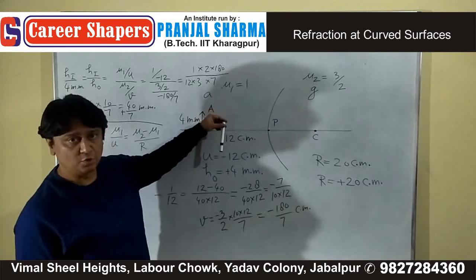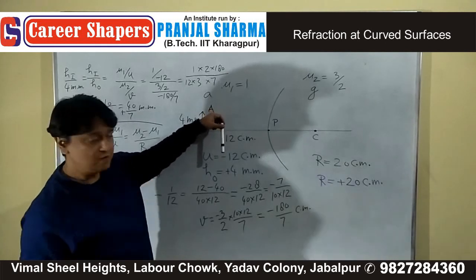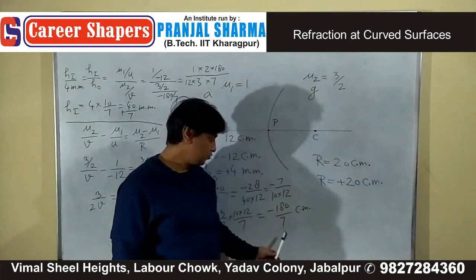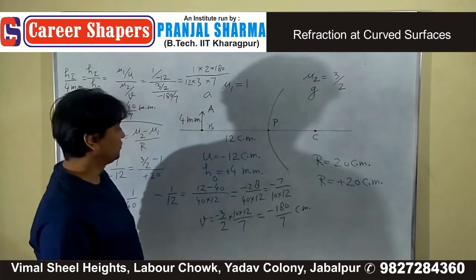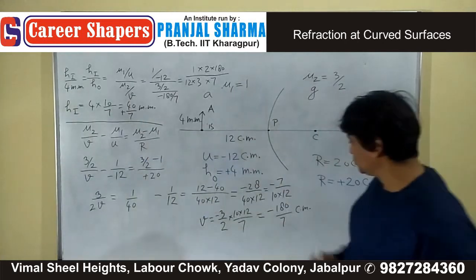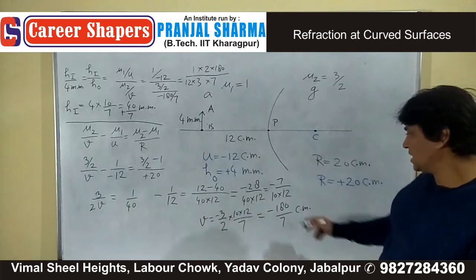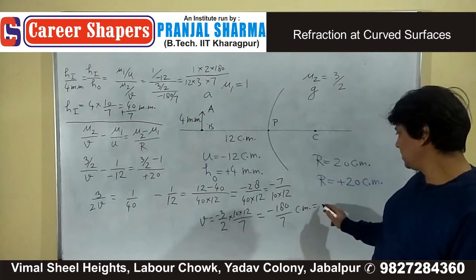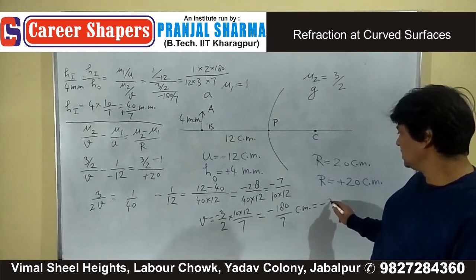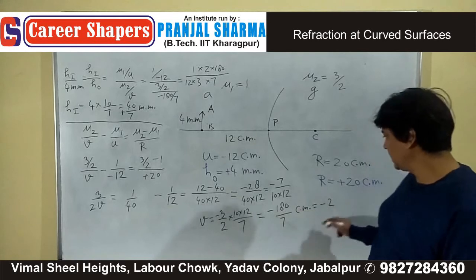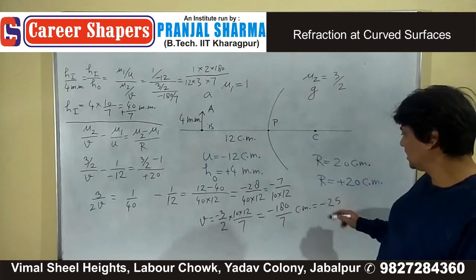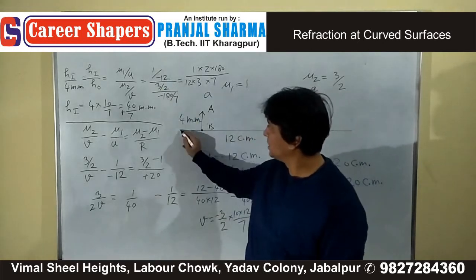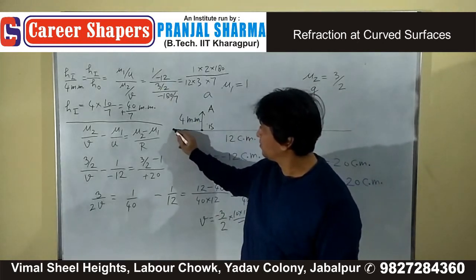For an inverted image, your HI will be negative, and your image is not getting formed on this side because your V is coming negative. So if you try to locate the position, it will be somewhere at minus 180 upon 7, which is roughly minus 25. So minus 25 means somewhere here. This is the position of image.